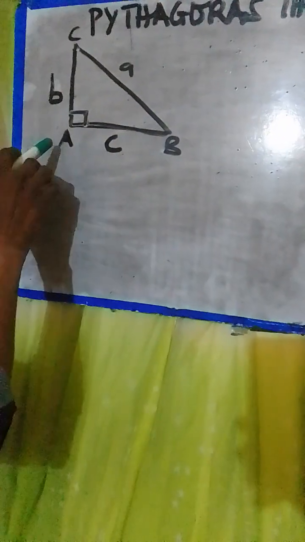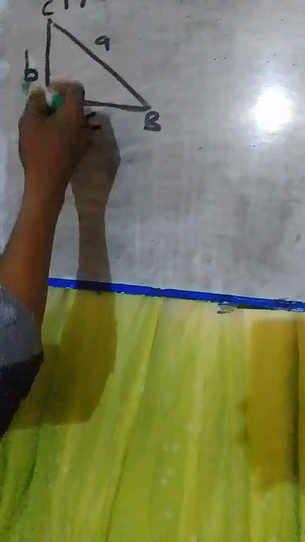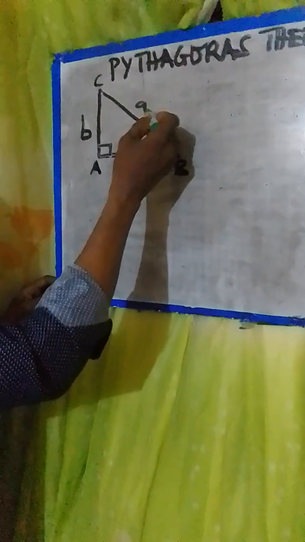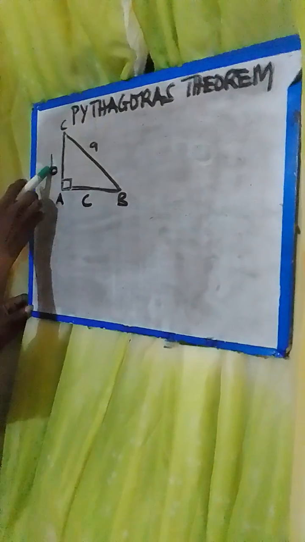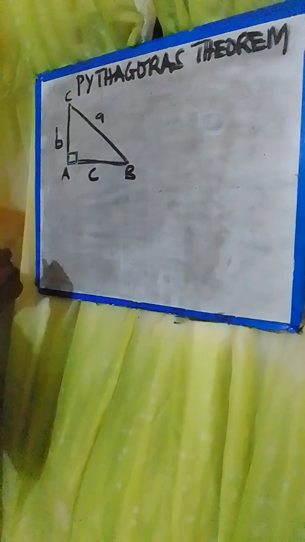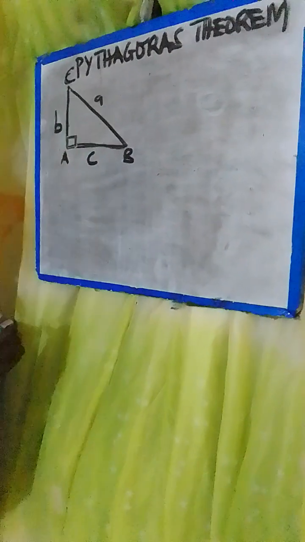And now we label the angles A, B, and C. So the side opposite A is denoted as small a. The side opposite B is denoted as small b. The side opposite C is denoted as small c.